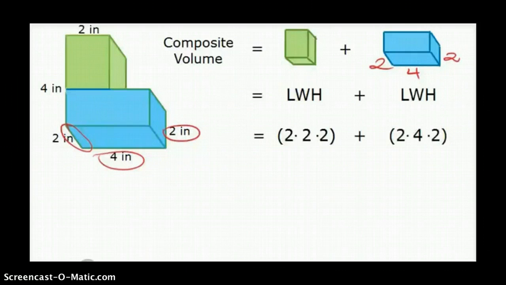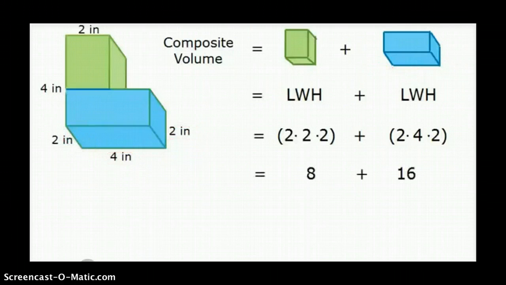and my height. I've done all the hard stuff now, and I simply need to do some computation to get to my answer. 2 times 2 times 2 is 8, and 2 times 4 times 2 is 16. When I add those together, I learn that the volume of the entire figure is 24 cubic inches.